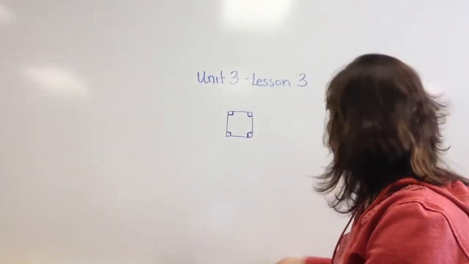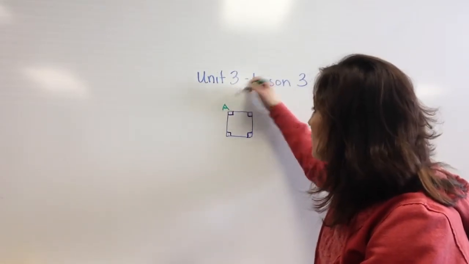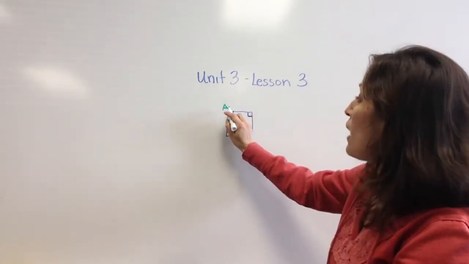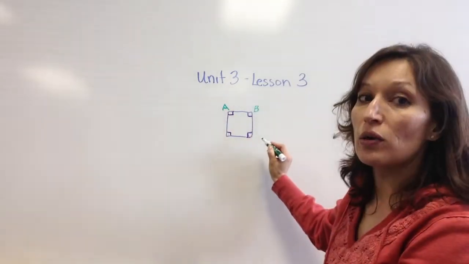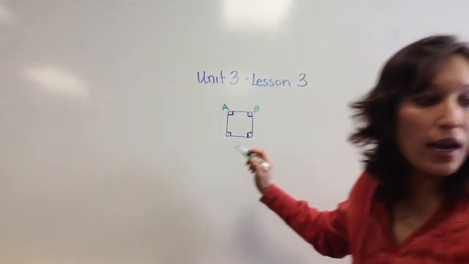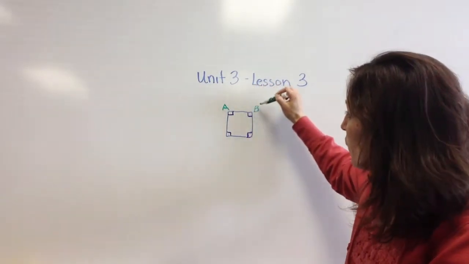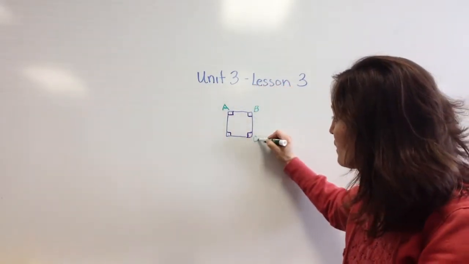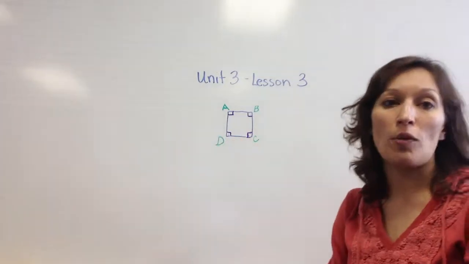Let's grab a different color here. This is one vertice. I'm going to title it A. Then I'm going to go left to right and name this one B. Actually, you know what? I'm going to go clockwise. So I started here, went here. My next one will be C. My next one will be D. I've labeled all my vertices.